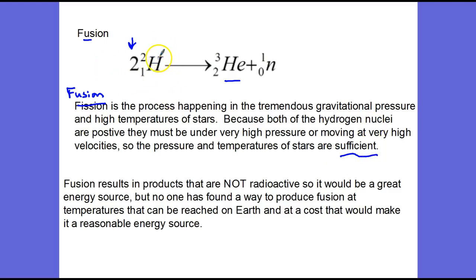We don't make fusion happen on Earth, except at very high cost. It takes a lot of energy to cause a fusion reaction to happen. So fusion is an ideal energy source because this is stable. It's not a radioactive end result of this reaction. The product is stable, and so it'd be great, but it takes lots of energy to make these 2 things squish together to make this thing. So until we find a way to have cold fusion, fusion at temperatures that are not really, really high, and make this happen at some reasonable cost, this is not really a reasonable energy source.